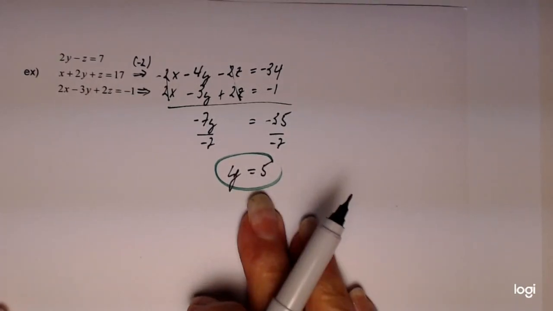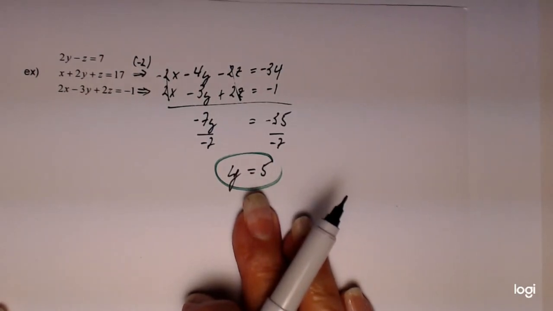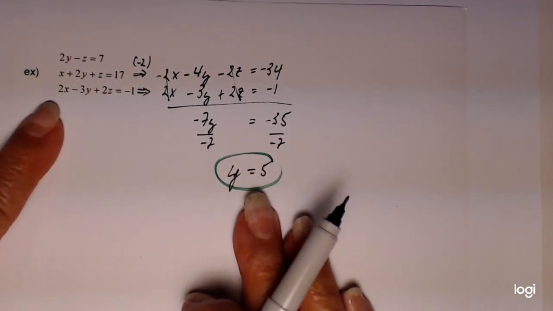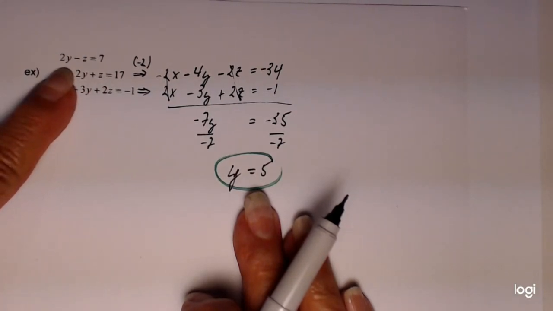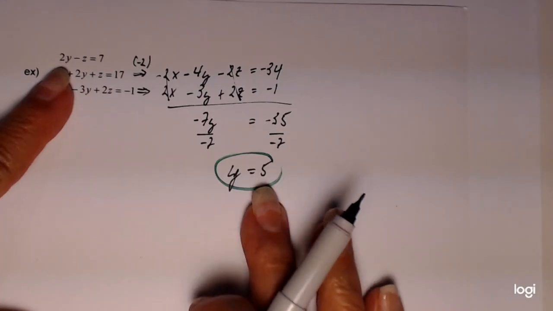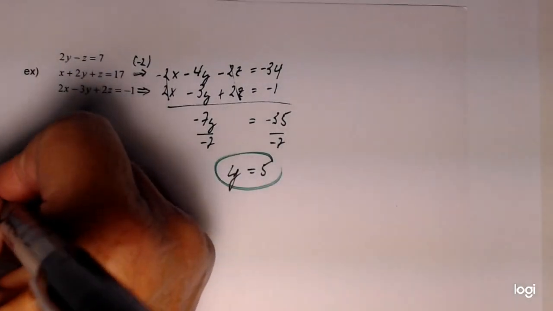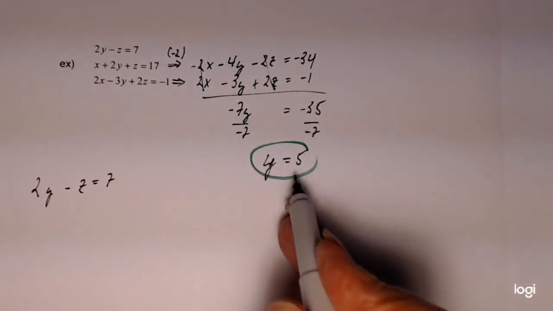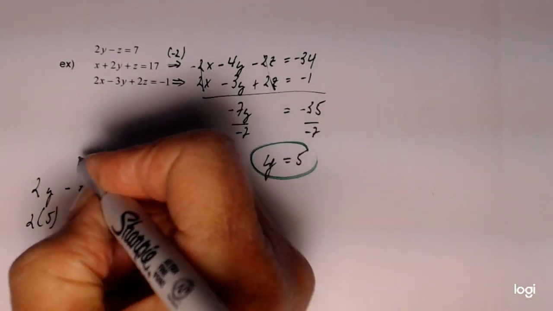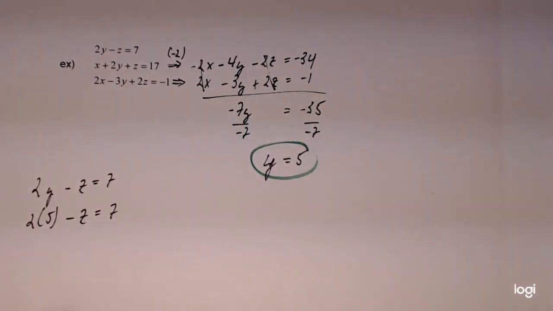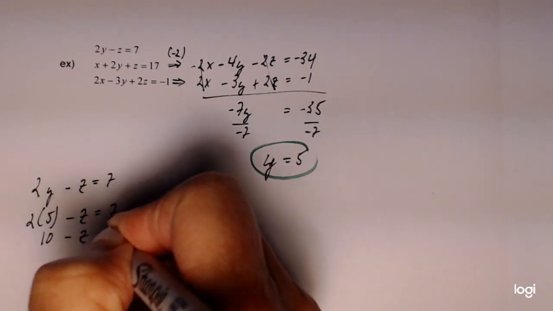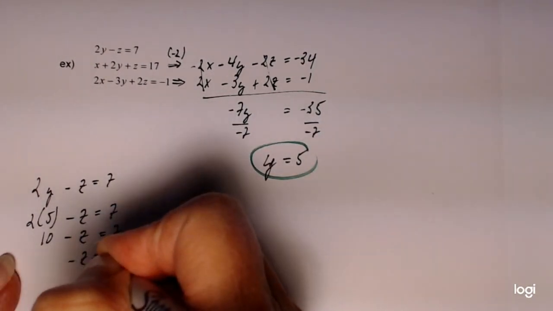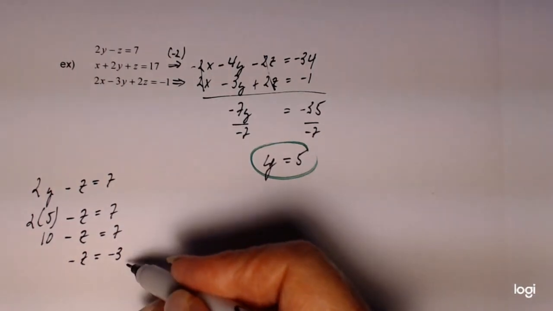So now we have to go back. We have y, we need x, and we need z. So looking at these equations we can use for our substitutions, what I'm thinking is this first equation is just y and z. So if I take my y is equal to 5, I can put it in that equation, 2y minus z equals 7. Take the 5, put it in for the y. So now we have 2 times 5, 10, minus z equals 7. Subtract 10 from both sides, minus z is equal to negative 3. 7 minus 10 is negative 3.